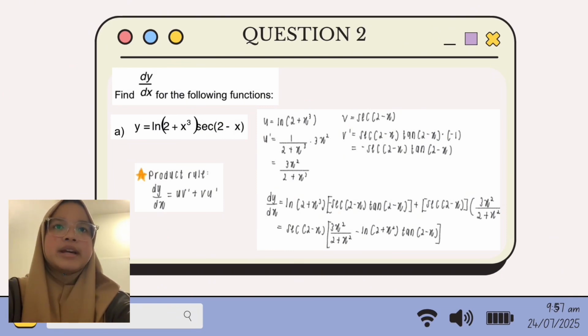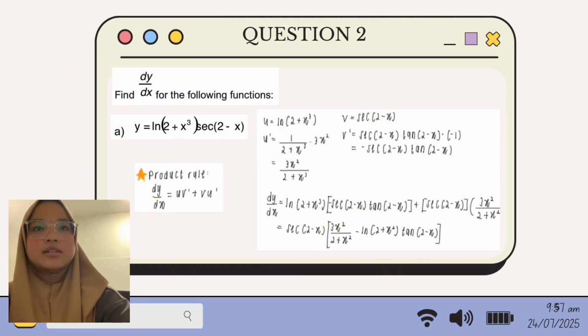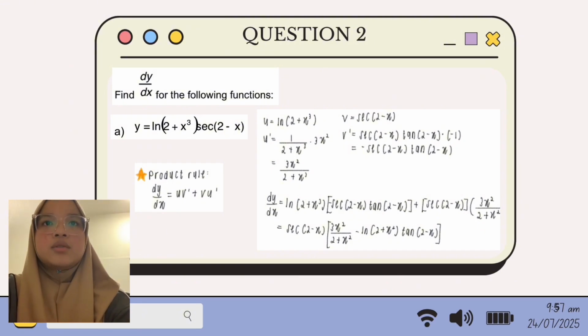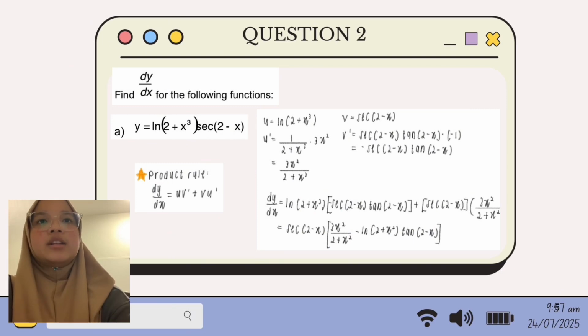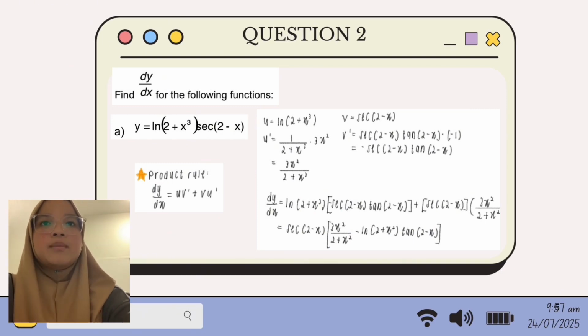V is equal to secant of 2 minus x. To differentiate secant, we use the standard differentiation rule. The derivative of secant x is secant x multiplied by tangent x. So we get v prime equal to secant of 2 minus x multiplied by tangent of 2 minus x. Then we also need to differentiate inside the bracket, which gives negative 1. We multiply all of them, we get negative secant of 2 minus x, tangent of 2 minus x.